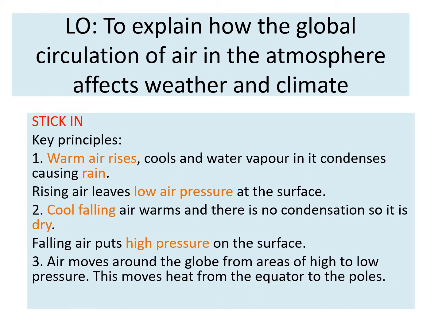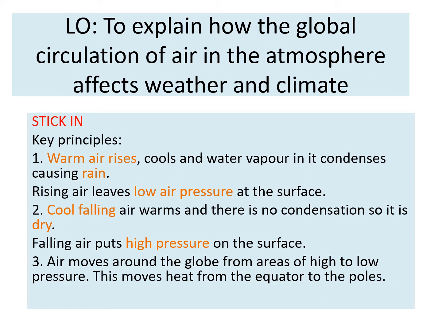The second principle is the opposite. As air falls, it warms up and therefore there's no condensation, so it's very dry. So falling air puts a high pressure on the surface. So falling air makes fair weather, and that's the second principle we have to remember. Rising air makes rain, falling air makes fair or dry, clear weather.